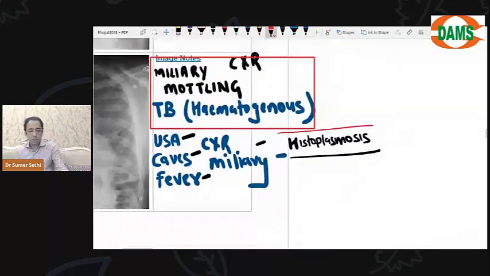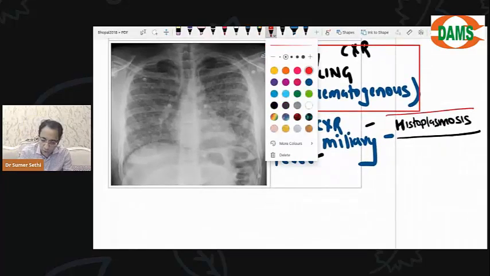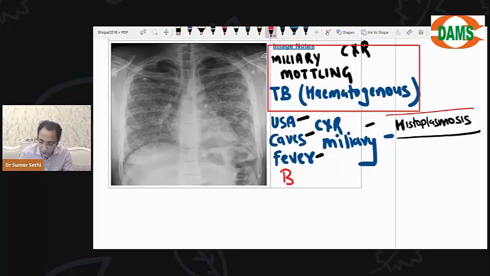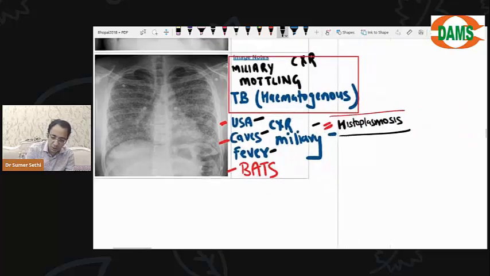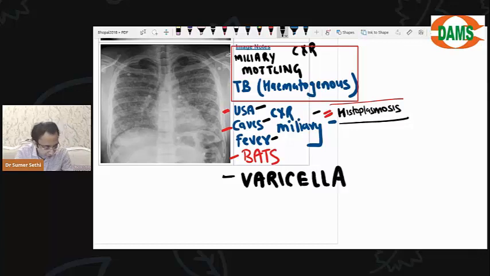Are you clear? So histoplasmosis, the key word to remember is because of exposure to bats, and bats live in caves, especially in America Midwest. So the answer here is histoplasmosis. I can see most of you are able to answer. That's why I said you people are so smart. Can you name any other cause of miliary appearance?